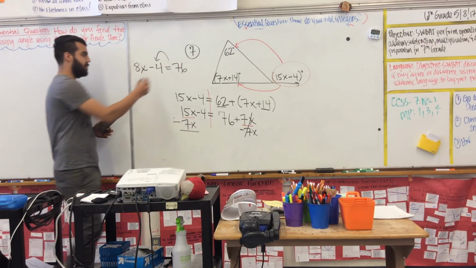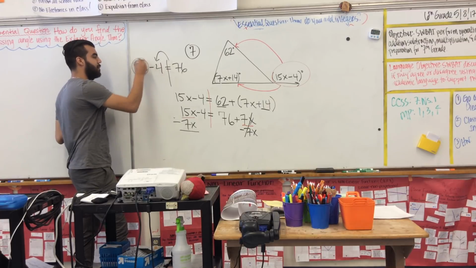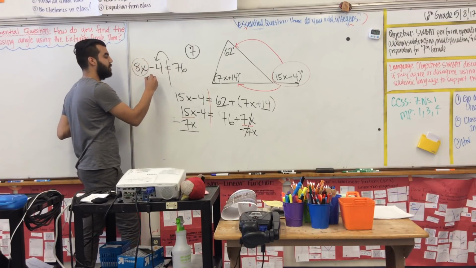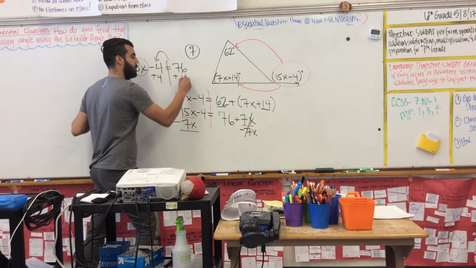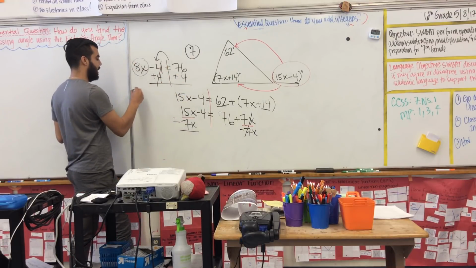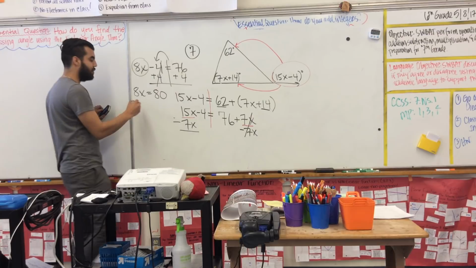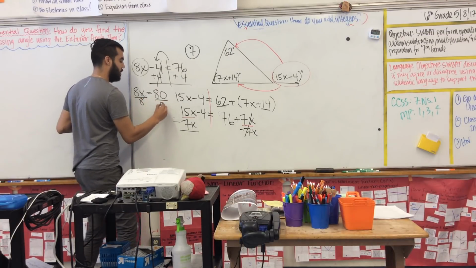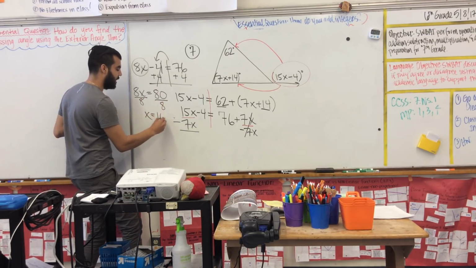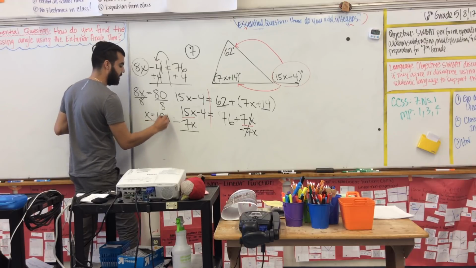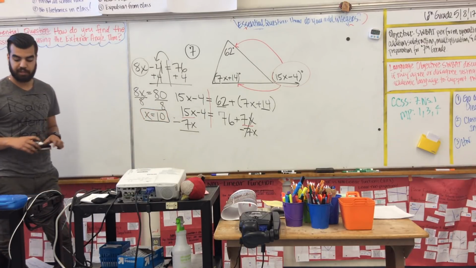Solve for x. I still have my barrier. Circle the variable. I need to get rid of this negative 4, so I do plus 4 on both sides. And this should be review. So 8x equals 80. Divide both sides by 8. X equals 10. So x equals 10 is going to be your answer for number 7.